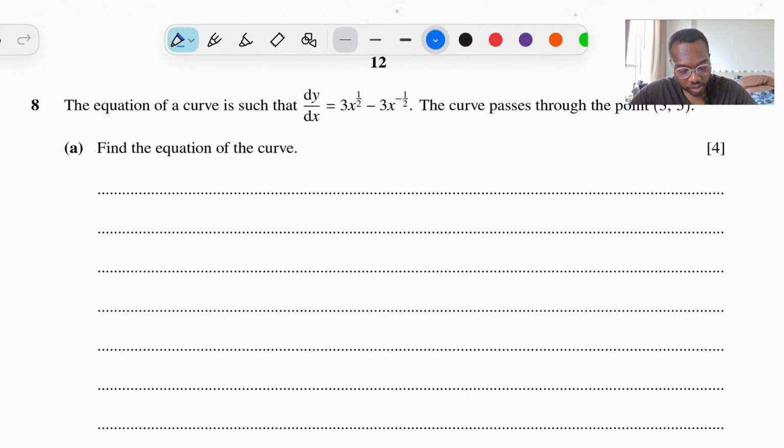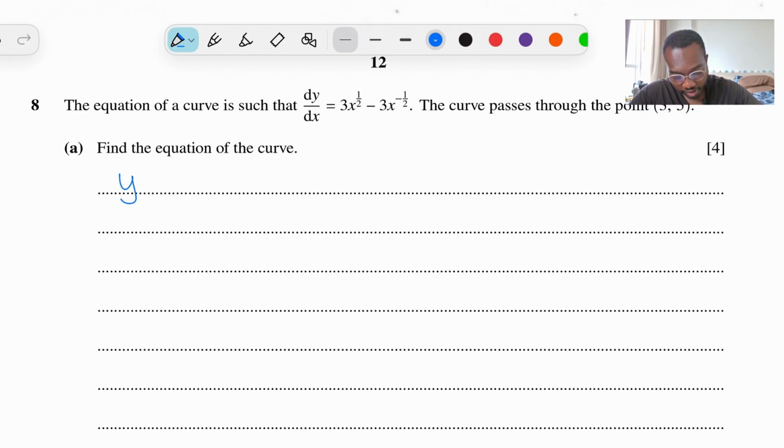Okay, for this question, we have the equation of a curve such that dy by dx is 3x to the power of a half minus 3x to the power of minus half. The curve passes through the point (3, 5). Find the equation of the curve. So what we do is integrate and then find our constant value, and that should be our answer.